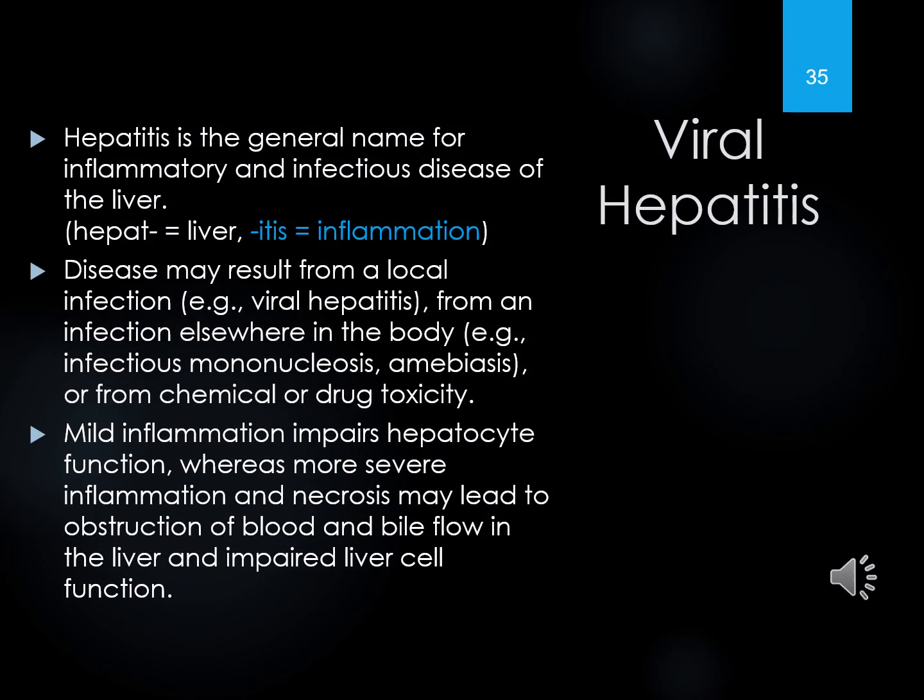Hepatitis is the general name for inflammatory and infectious disease of the liver. Hepat means liver, itis means inflammation. Disease may result from a local infection in the liver, such as viral hepatitis, from an infection elsewhere in the body, for example, infectious mononucleosis, amoebiasis, or from chemical or drug toxicity. Mild inflammation impairs hepatocyte function, whereas more severe inflammation and necrosis may lead to obstruction of blood and bile flow in the liver and impaired liver cell function.